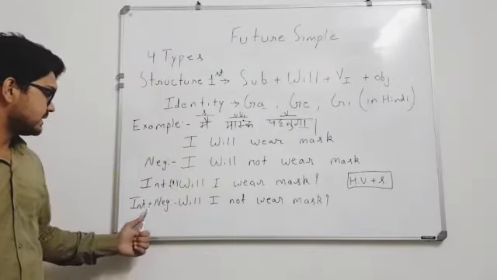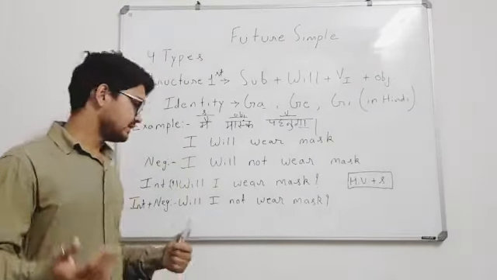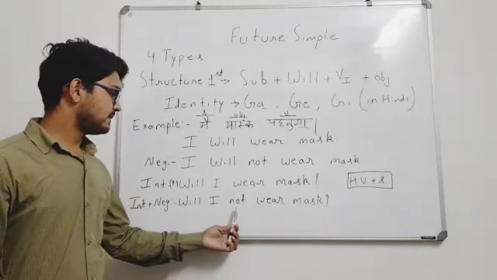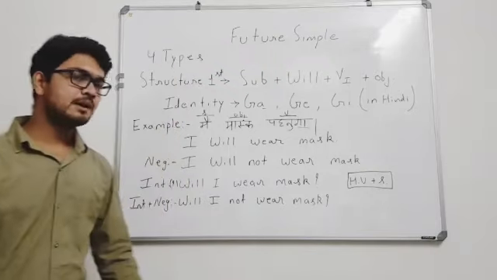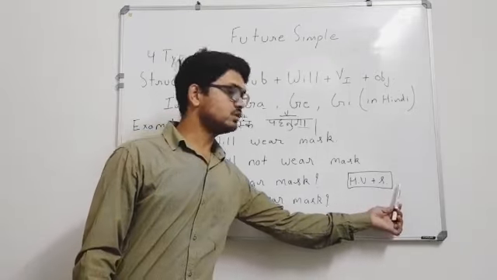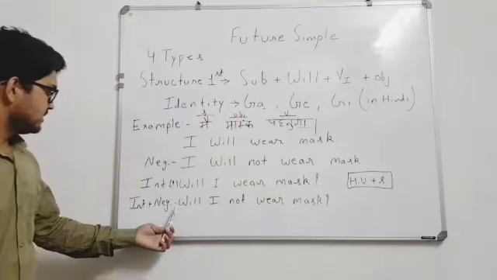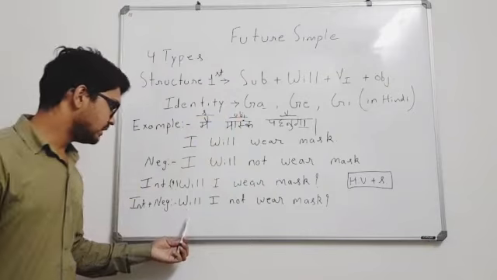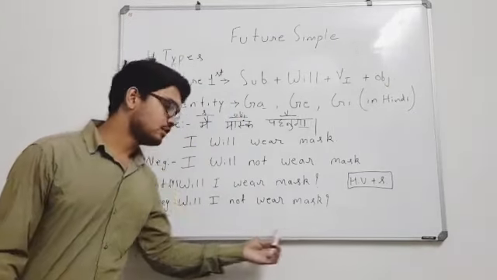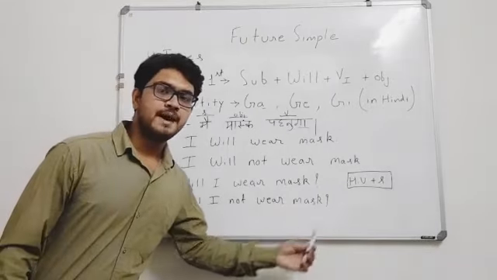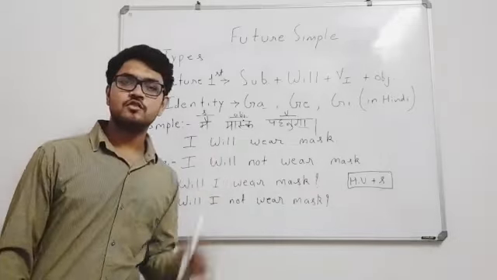After that we have interrogative plus negative. Again we can make a structure out of it: will plus subject plus not plus verb first form plus object plus question mark. And always remember, just after the subject we put not, and then it will be an interrogative negative sentence. Okay, so here we are going to make the sentence: will I not wear mask? Will I not wear mask? This is the interrogative negative sentence of future simple's first type.